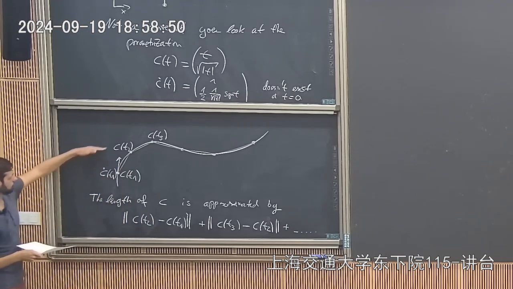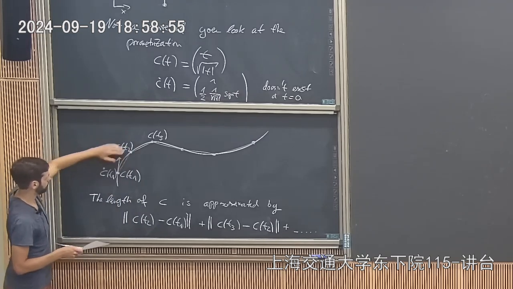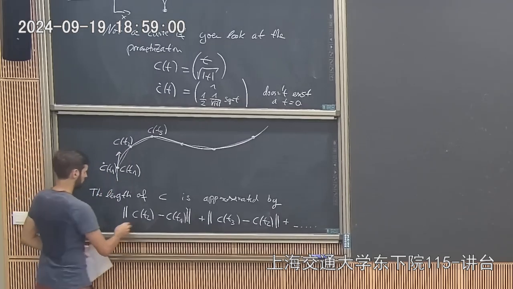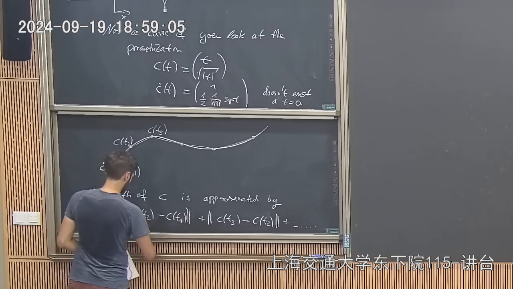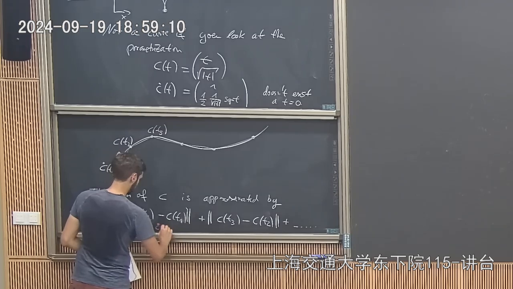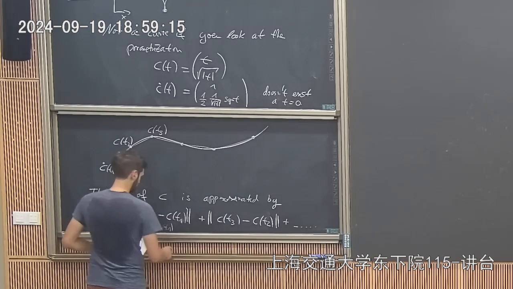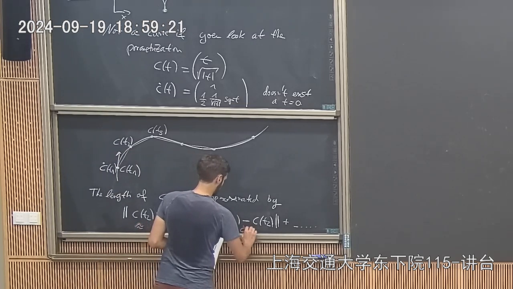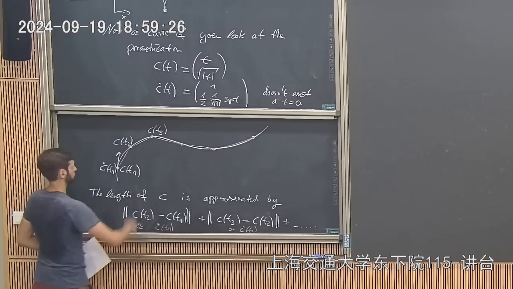So if you move C of T2 very close, you make T2 very close to T1, and this difference becomes very close to the derivative. So this one is very well approximated by the derivative of the curve at T1. And similarly, if you make this one, then this one gets approximated by the derivative at that point T2.